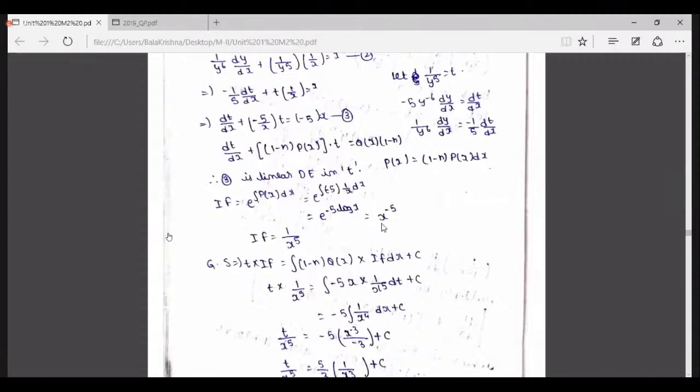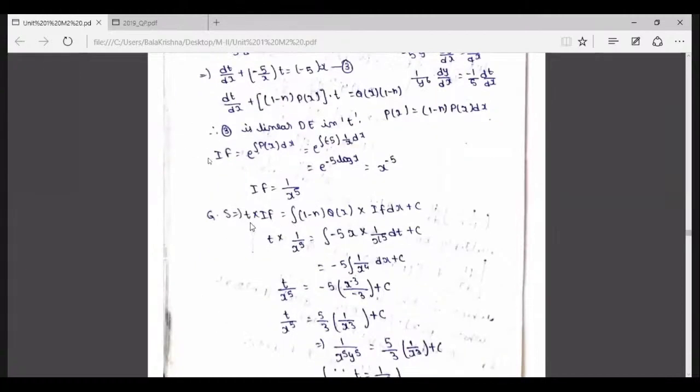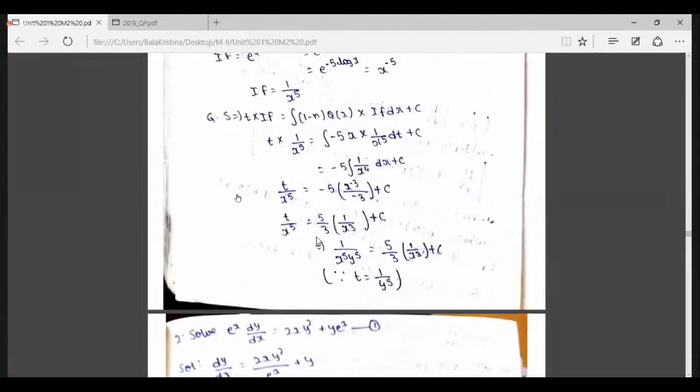Just evaluate that one. The integration of 1 by x is log x, so it will be x power minus 5. So the solution is t into integrating factor equals the integral of (1 minus n) into q(x). 1 minus n is 1 minus 6, that is minus 5, q(x) is x, that is minus 5 into x. The integrating factor is 1 by x power 5. Simplifying that one, you will be getting this one.